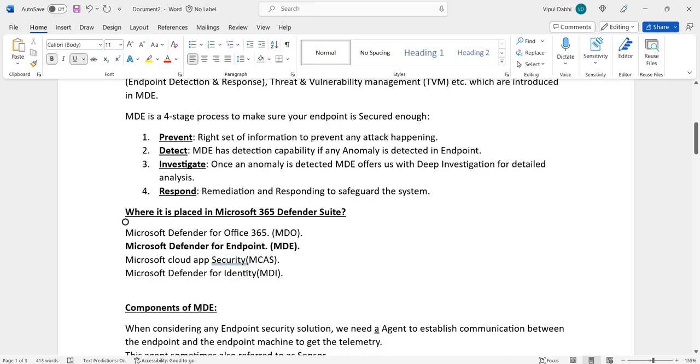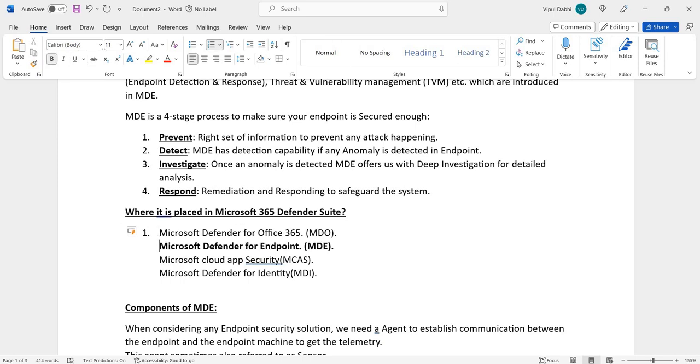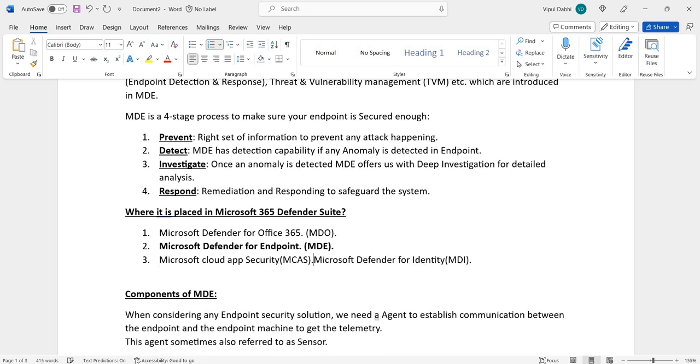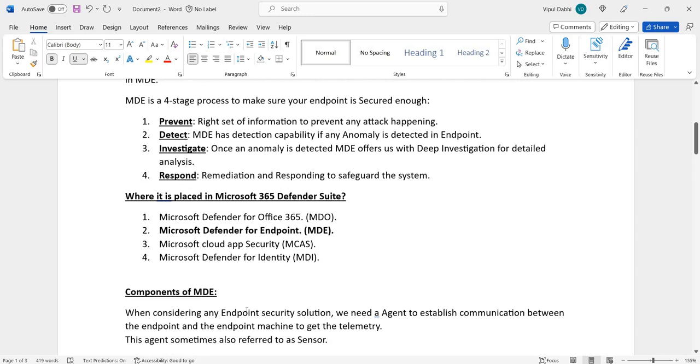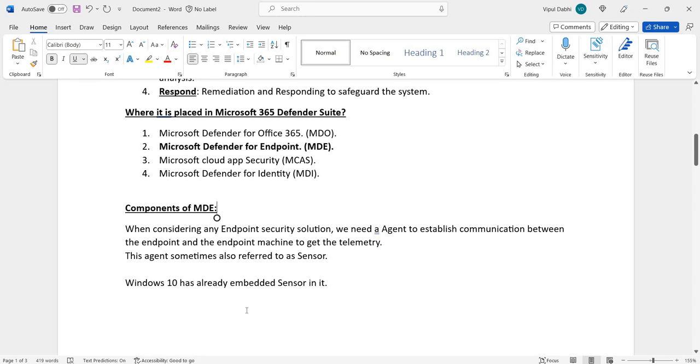So where is it placed in the Microsoft Defender suite? As we know, it is part of the Microsoft Defender suite. The suite basically has MDO, MDE, and Microsoft Cloud App Security. This is the place where it fits, in the hierarchy of the Defender suite. This is for devices.